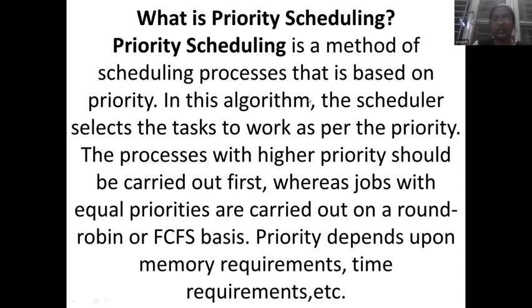So see here, the scheduler selects the tasks to work as per the priority. As we have already discussed, the processes with higher priority are carried out first, whereas jobs with equal priority are carried out on a round robin or FCFS basis. Priority depends upon memory requirements and time requirements.